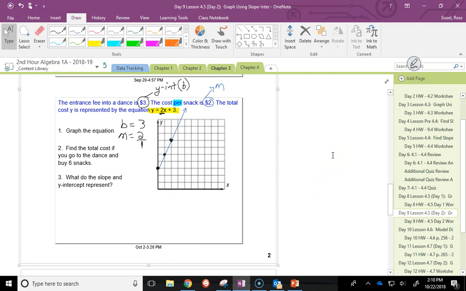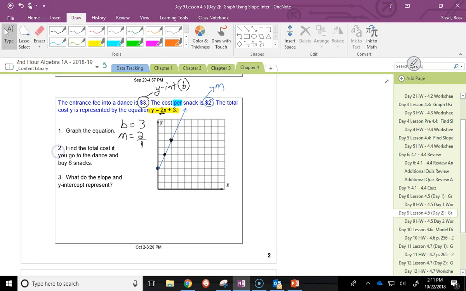And an important thing to notice is this wasn't a straight line with arrows on both ends. This was our ray, because it had to start here. My line could not go farther down. I can't say my line goes this way, because that would mean I'm getting paid not to go to the dance. So we know that will not work. So we had a starting point, and now it goes on.